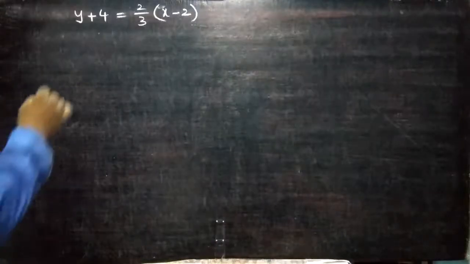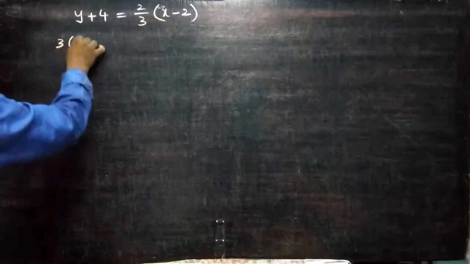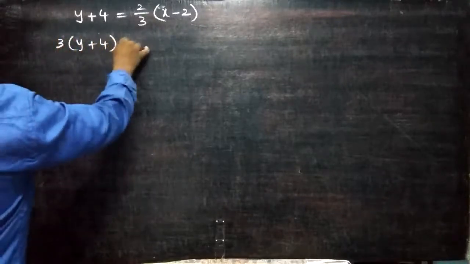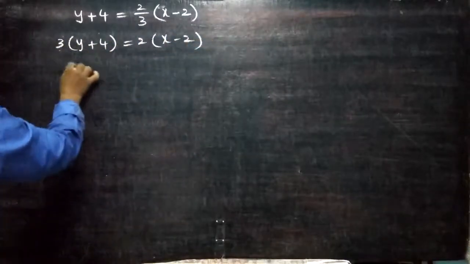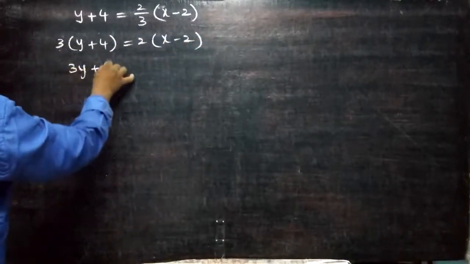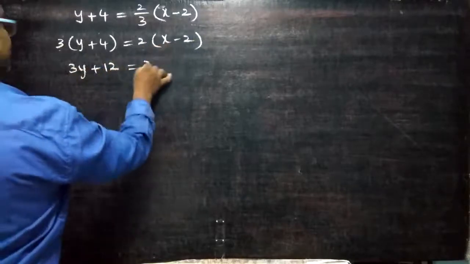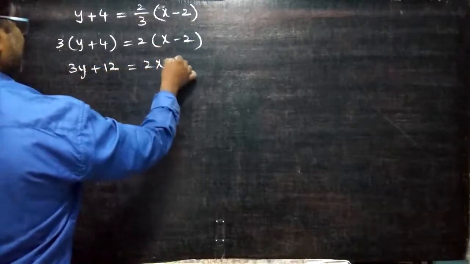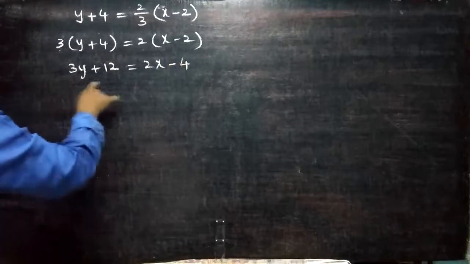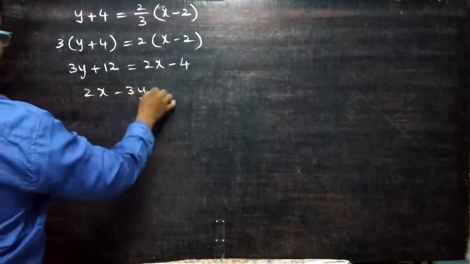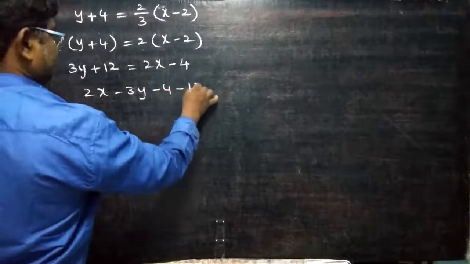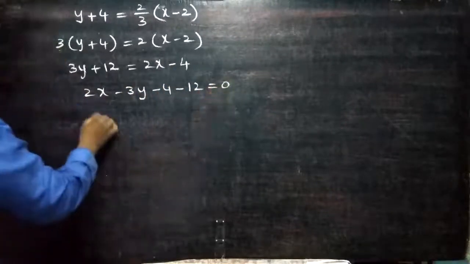Now do cross multiplication. 3 into y plus 4 is equal to 2 into x minus 2. 3 into y is 3y, plus 3 fours are 12, is equal to 2 into x is 2x, minus 2 2s are 4. Bring left ones to right: 2x minus 3y minus 4 minus 12 is equal to 0.